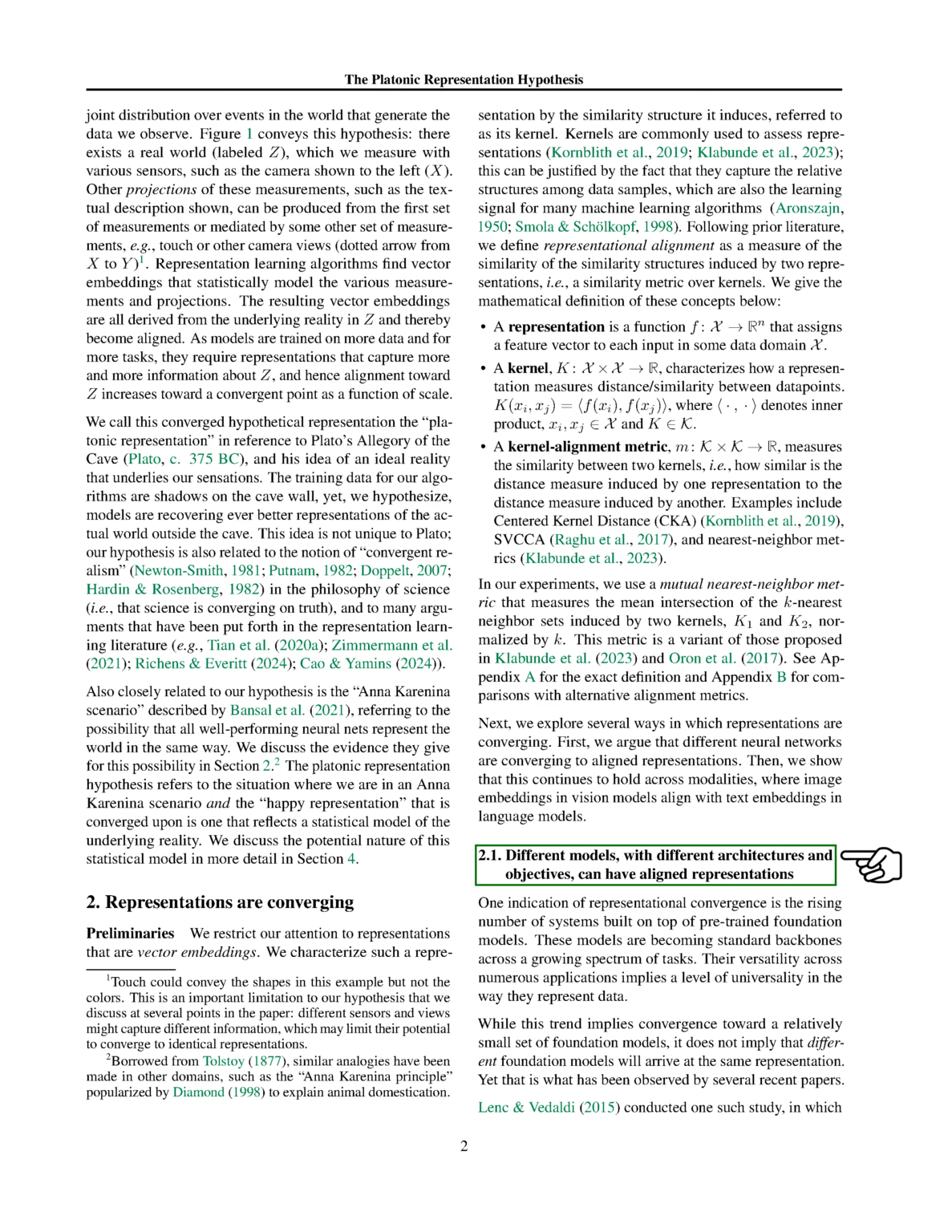Section: Different models, with different architectures and objectives, can have aligned representations. In this section, we explore how different models can share similar representations, even if they have diverse structures and goals. One way to measure this alignment is by looking at the increasing number of systems based on pre-trained foundation models, which are now widely used across various tasks. This trend suggests a level of universality in how these models represent data, although it doesn't guarantee that all foundation models will converge to the same representation.